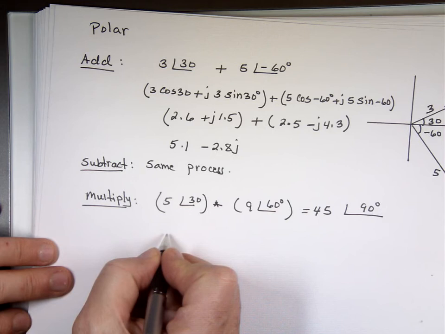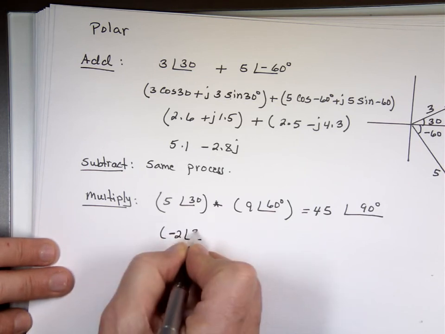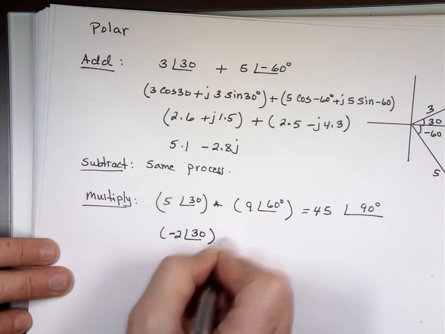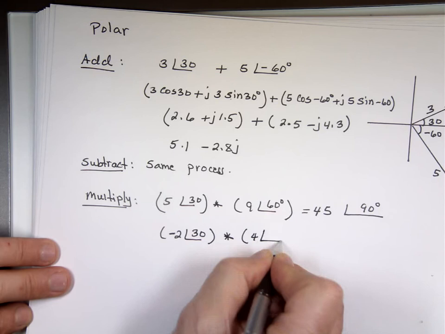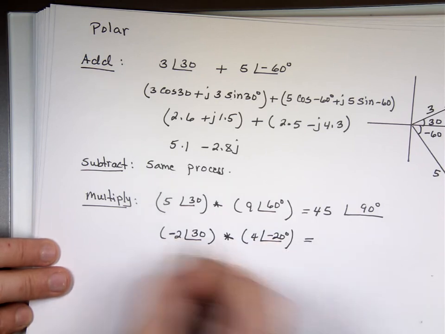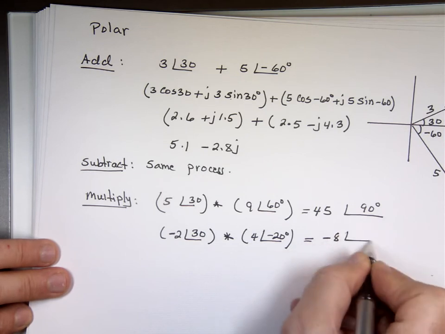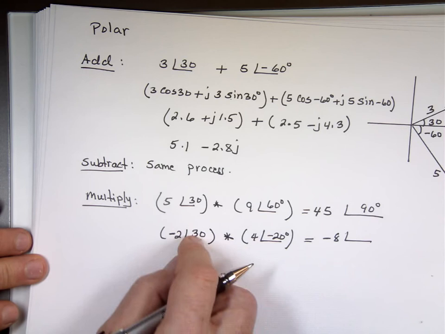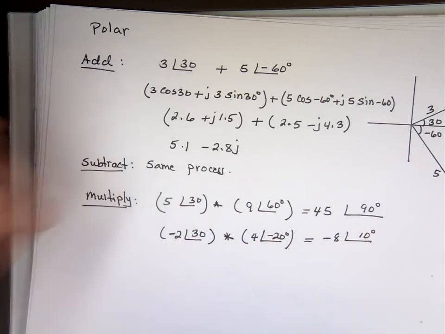Usually you don't see negative values here in polar. Negative 2 times 4, which is what? Negative 8. Angle, what's 30 minus 20? 10. I said usually you don't see a negative number.